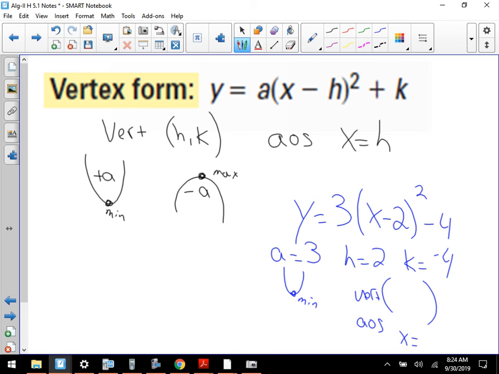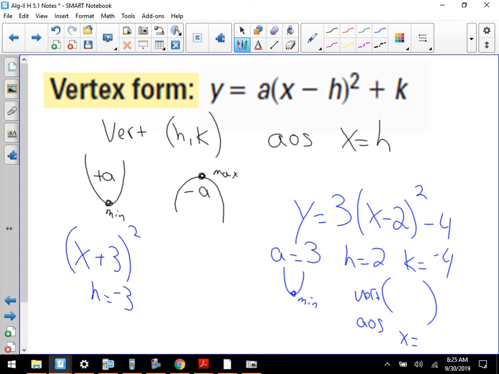Yes, ma'am. Because if it was written like x plus 3 quantity squared, that means H was negative 3, because it would be minus a negative. That's why we write plus. It's very similar to when we did point slope form, how you filled in point slope form when you had the order correct. It follows the same rules.